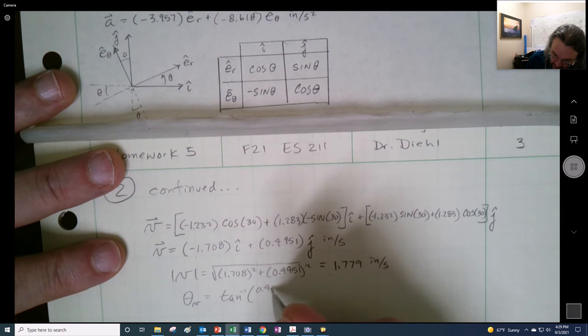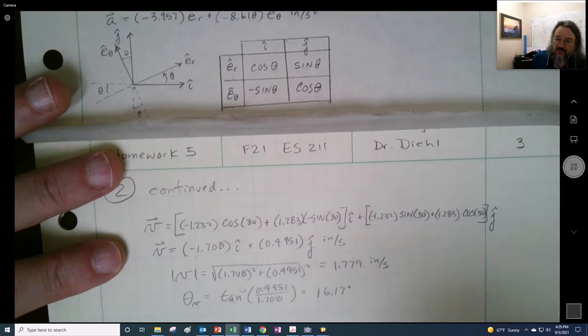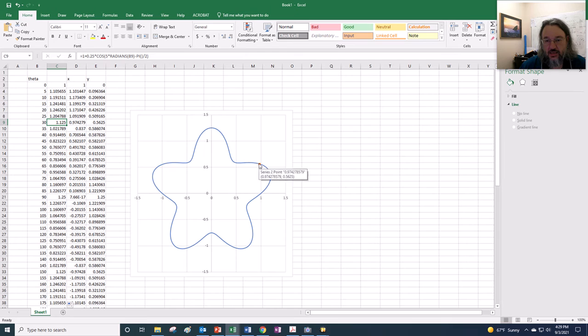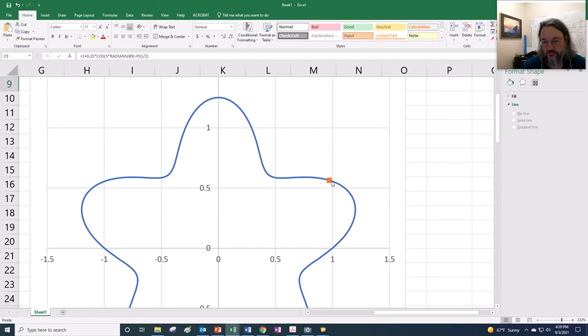So 0.4951 divided by 1.708, and I end up getting 16.17 degrees. Now, this wasn't asked for, but it can give us a sanity check. Yeah, I could believe that if I really zoomed in onto that spot. And once again, we might want to make this a finer, discretized thing.